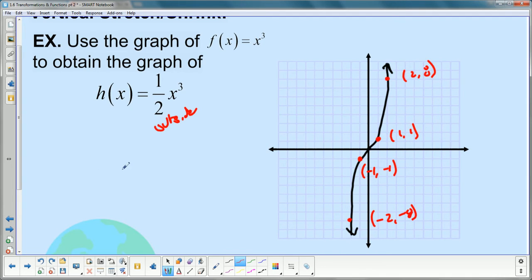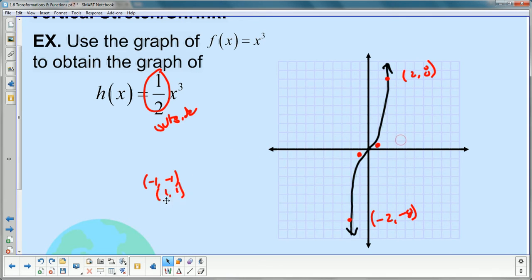So remember what we said was to multiply the y value by whatever c is, so 1/2. So this (1, 1) is going to move down to (1, 1/2). This (-1, -1) is going to move up to (-1, 1/2). Okay, so those values are actually changed. The (2, 8), if we multiply our y value by 1/2, that will give us 4. So (2, 4) is where our new point is going to be. And (-2, -8) is going to move to (-2, -4).